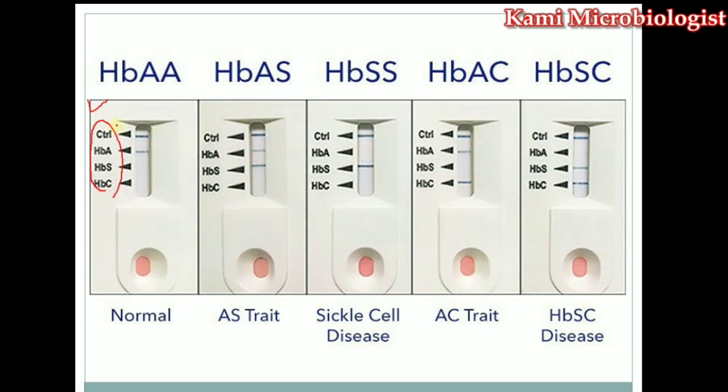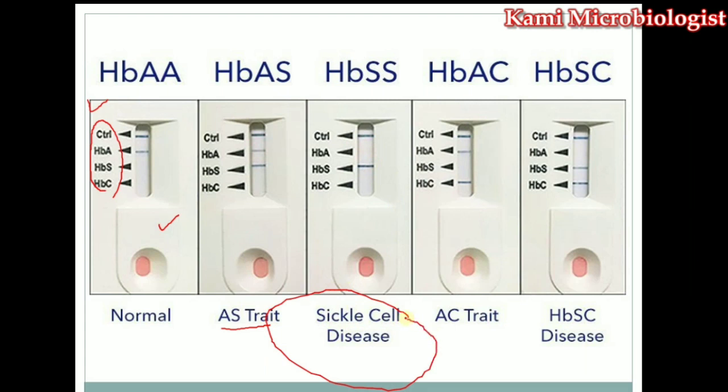So remember guys, if we get bands with control and bands with HbA, it means the report is normal. If we get bands with control, bands with HbA and bands with HbS, with a fainter band for HbA and some band for HbS, it means that we have sickle cell trait. And if there is no band in HbA as well as in HbC, but there is a band with control and HbS, it means that this is positive sickle cell disease.